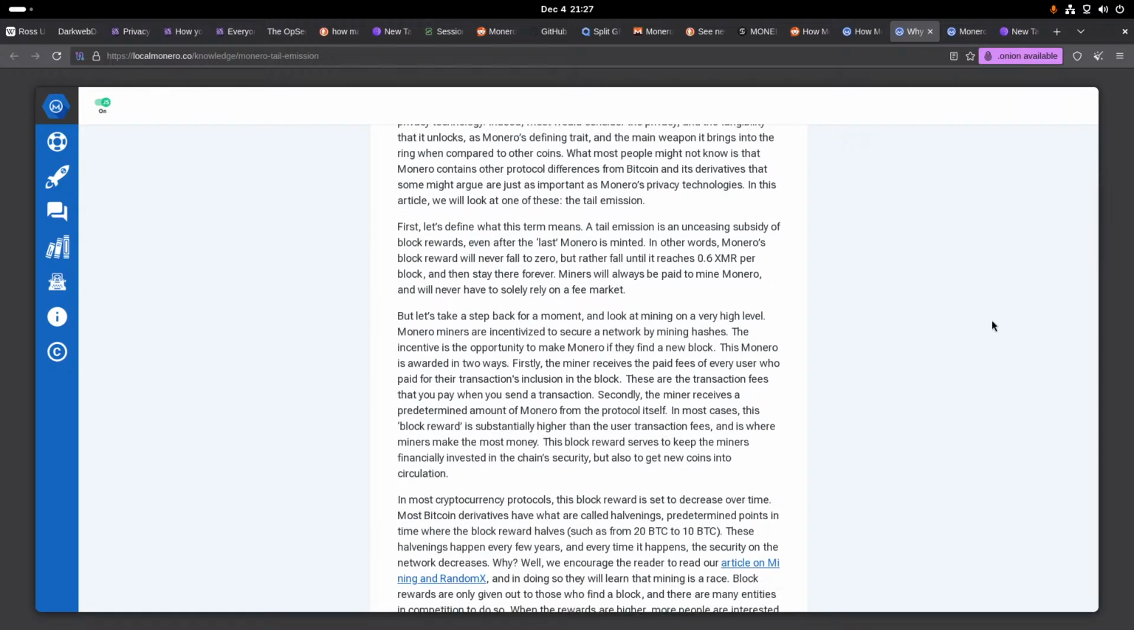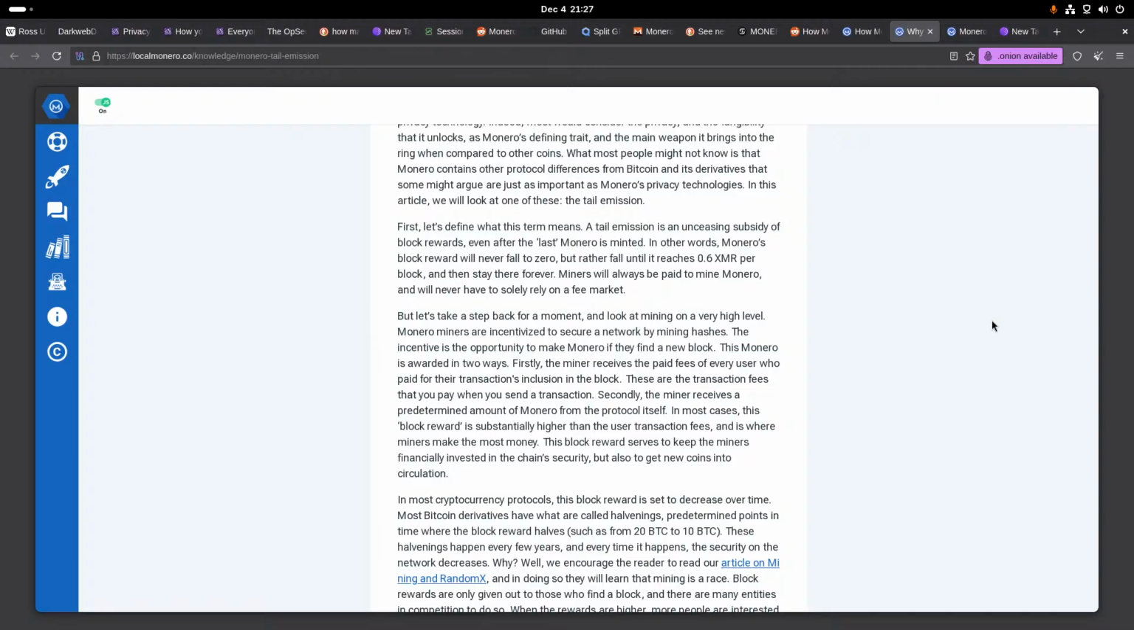So first, let's define the terms. A tail emission is a non-decreasing subsidy of block rewards. Even after the last Monero is minted, in other words, Monero's block reward will never fall to zero, but rather fall until it reaches 0.6 XMR per block, and then stay there forever. Miners will always be paid to mine Monero and will never have to solely rely on a fee market.